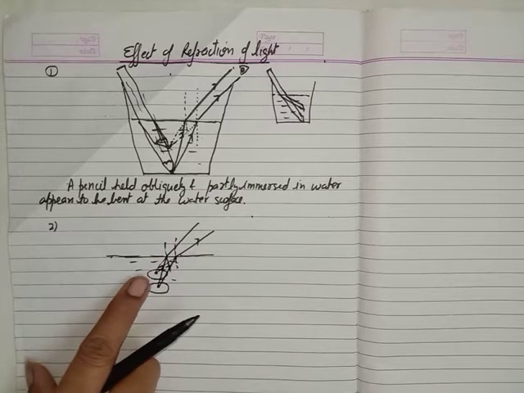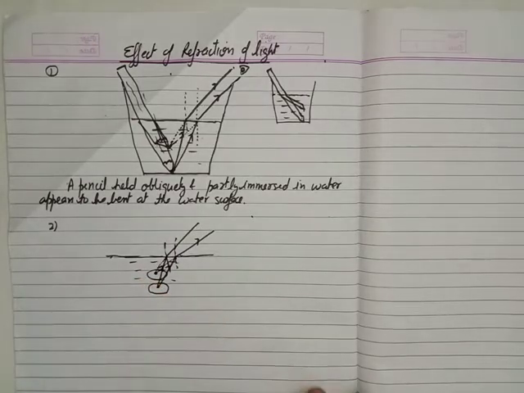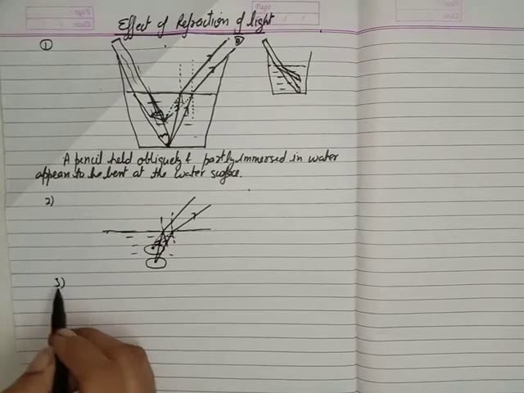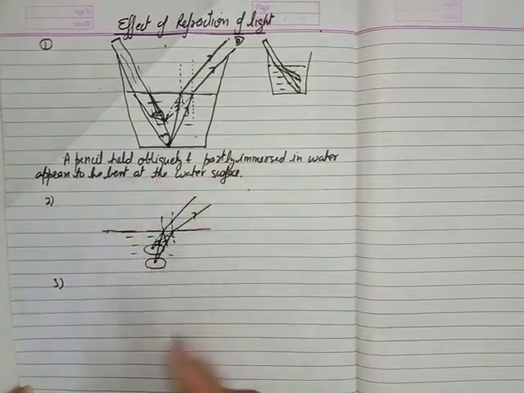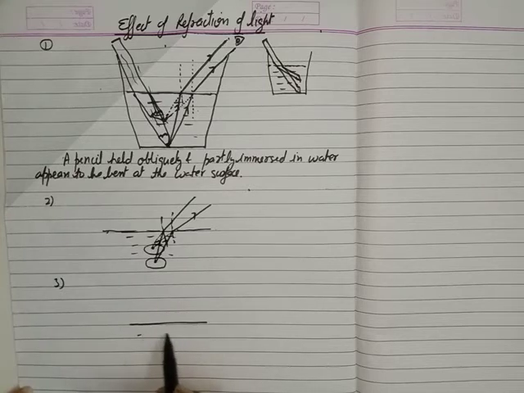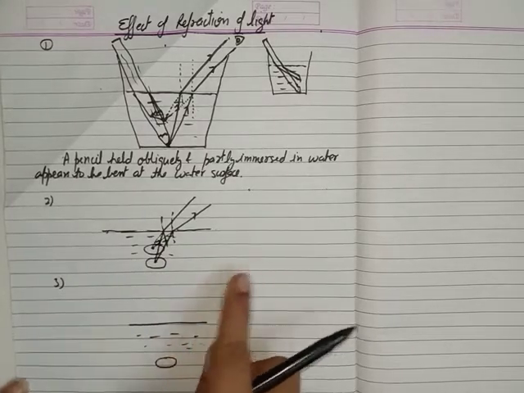Okay, this is the example. This is the effect of refraction of light. One more example, in a pool, what will happen if you look from here? What will happen at this water level? Suppose you are looking from here. This is again a pool and it has a stone, and you are looking from here, not from here. You are looking from here.